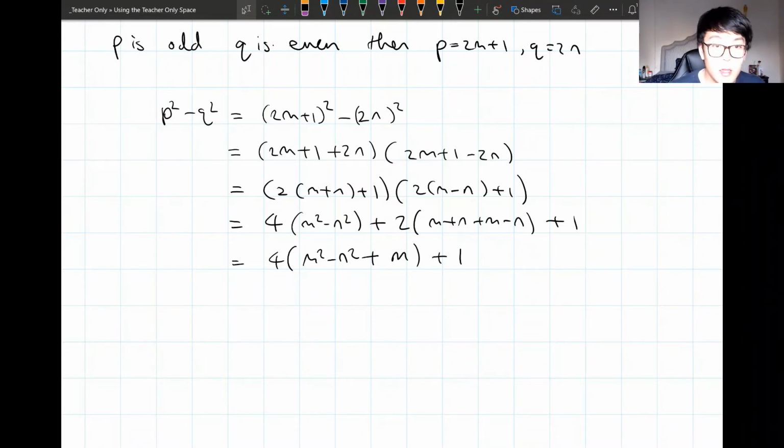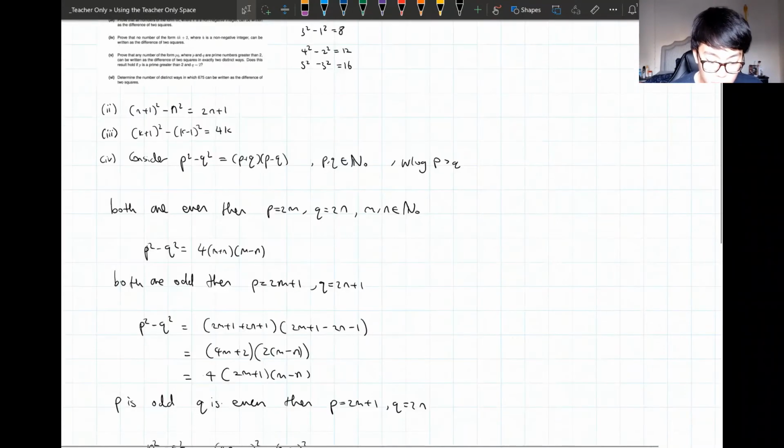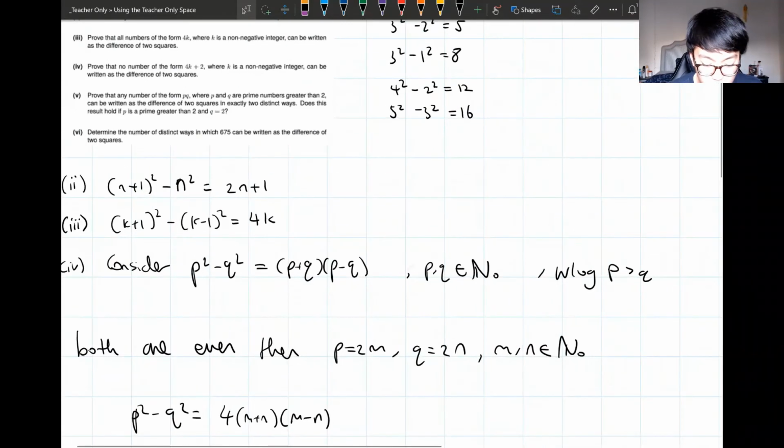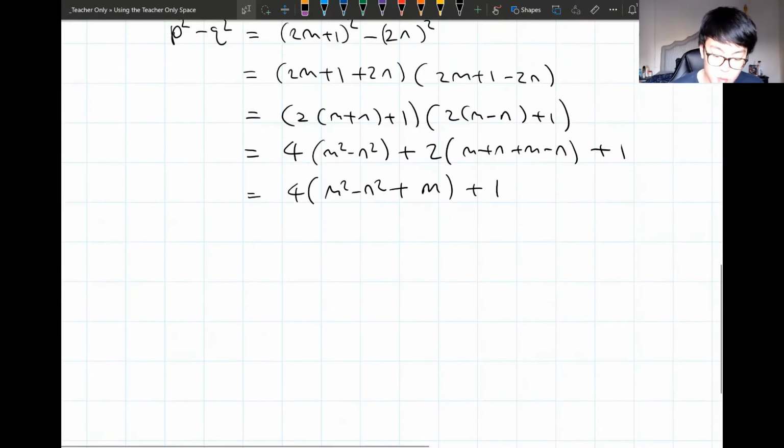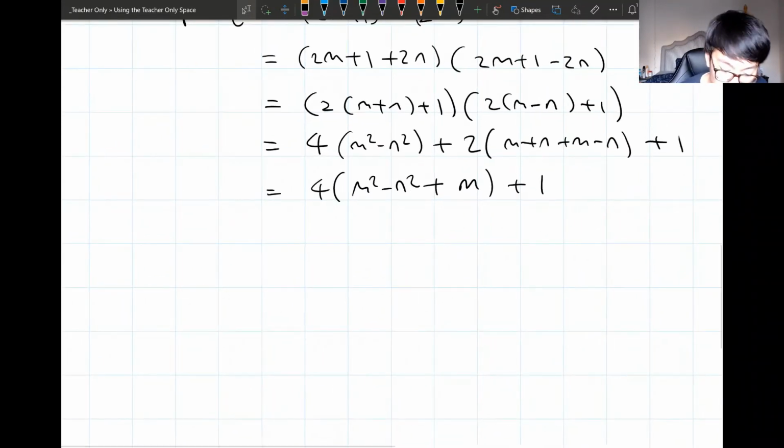Right. Now move on to part 5. Prove that any number of the form pq, where p and q are prime numbers greater than 2, can be written as difference of two squares in exactly two distinct ways. Okay, so let's do that part first.